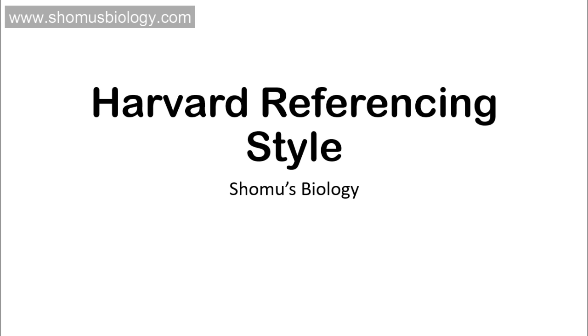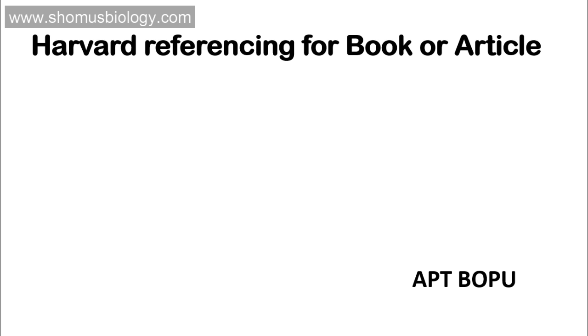So let's begin with Harvard style referencing. In Harvard style referencing, the easy way to remember is APT-BOPU, APT-BOPU. This is the shortcut to remember the sequence in a referencing system, because this is a sequence-based system. You need to know the proper sequence of putting all the information together.